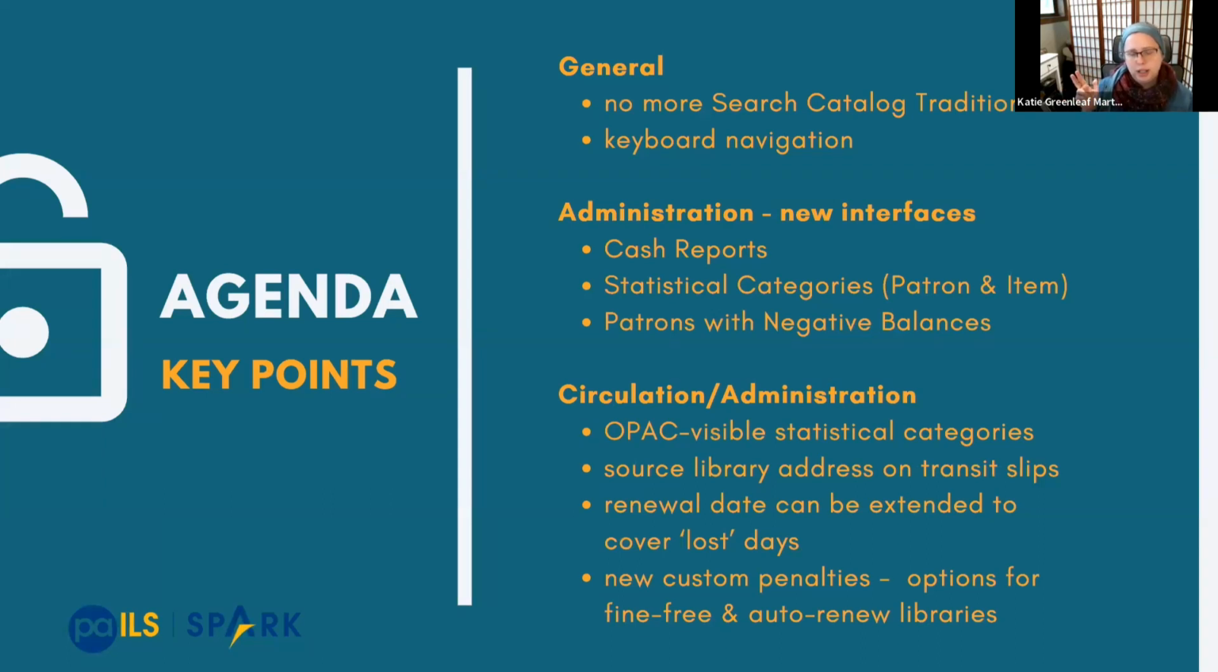Then for general circ administration, I'm going to show you how statistical categories look if you have them set to view in the OPAC. You can now print a source library address on a transit slip if you want to. We have a new lever in our circulation policies that lets us decide whether or not, if people renew early, they get those days back. So we'll show you how that works.